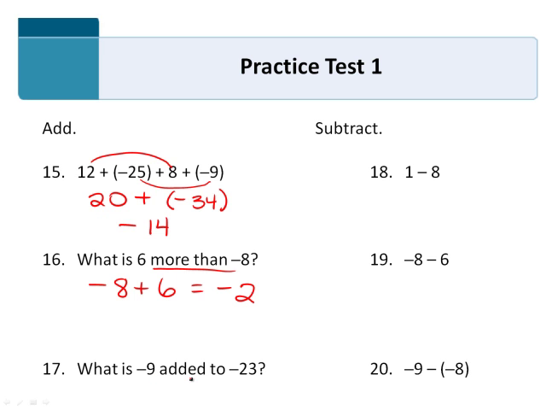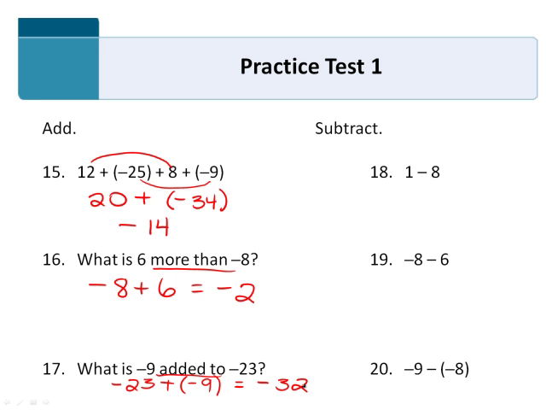Now, number 17 says what is negative 9 added to negative 23. So we're going to have negative 23 plus negative 9 because we're adding it to it. Okay? The signs are the same, so we have to add and keep the sign, which gives you negative 32.